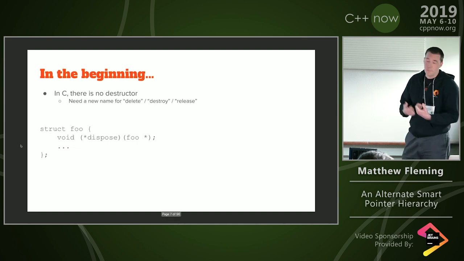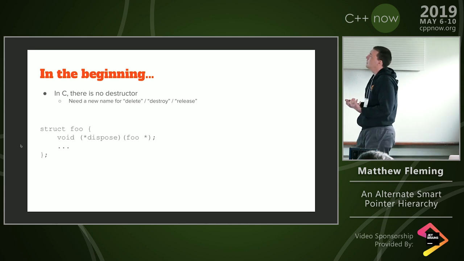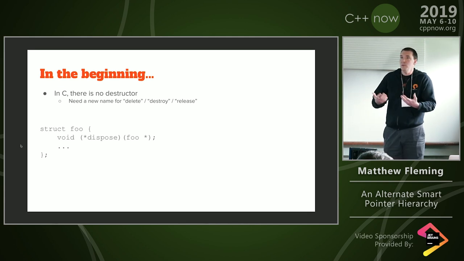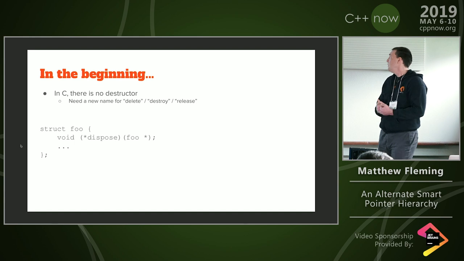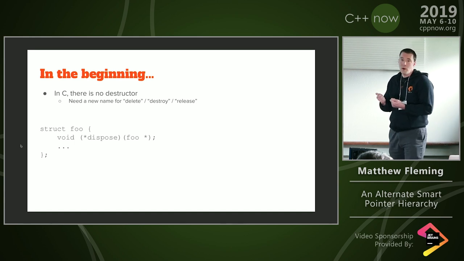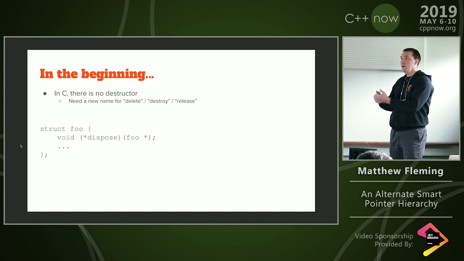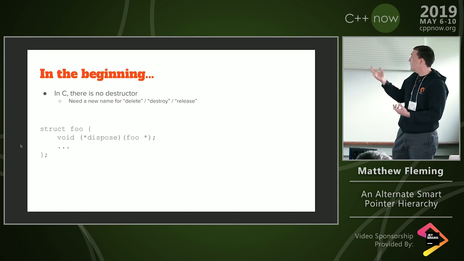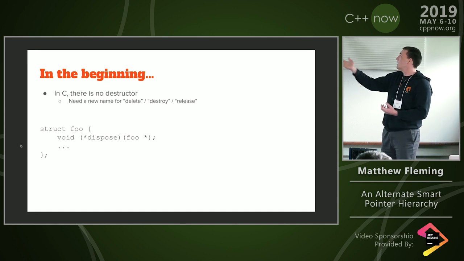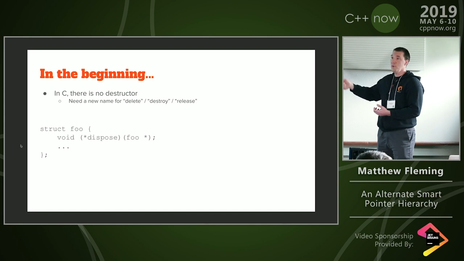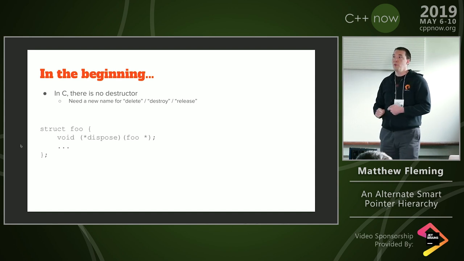So in the beginning, the code is written in C. There's no destructor, so I need some kind of new name for this operation, and somebody came up with dispose. So a lot of our classes that represent resources back in the C world would have a function pointer. This is what you call when you're done with me. You call my dispose method from the object I handed you. And so it's all very manual because it's in C. There's no smart pointers, but you don't necessarily free a foo. You just tell it, go dispose yourself, I'm done with you.